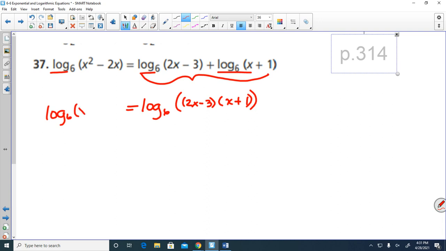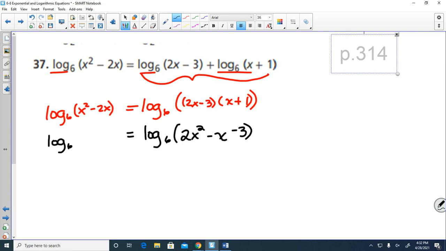Log base 6 of x squared minus 2x. So let me simplify on the right. Log base 6, if I multiply this out, I'll have 2x squared plus 2x minus 3x, so minus x minus 3, equals log base 6 of x squared minus 2x. So now I'll have the equation x squared minus 2x equals 2x squared minus x minus 3.